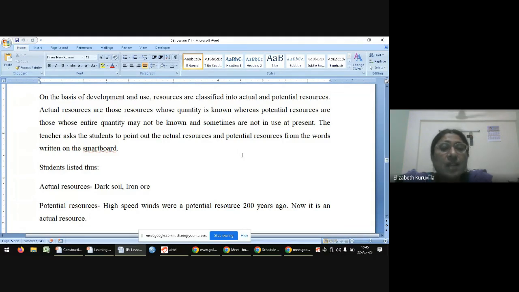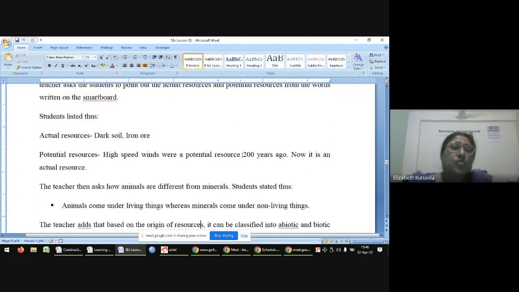Actual resources are those resources whose quantity is known, whereas potential resources are those whose entire quantity may not be known and sometimes are not in use at present. The teacher asked the students to point out the actual resources and potential resources from the words written on the smartboard. Students listed thus: actual resources, dark soil, iron ore; potential resources, high speed winds, were a potential resource 200 years ago, now it is an actual resource.